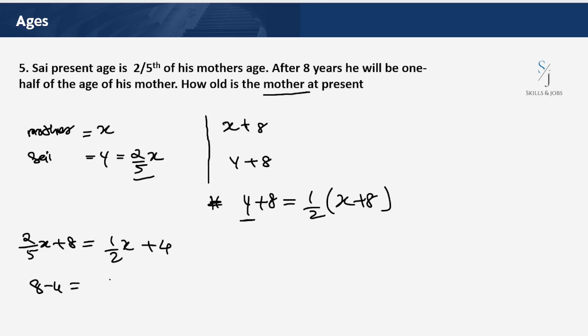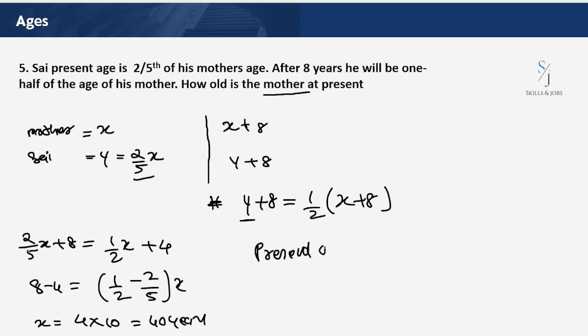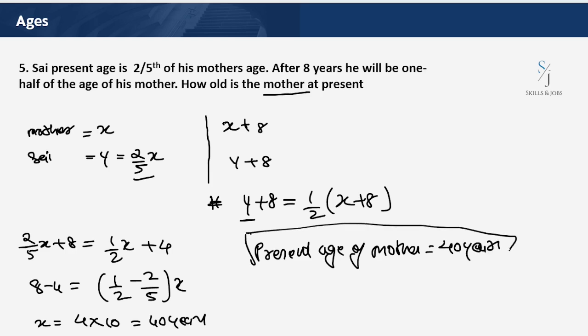8 minus 4 is equal to 1 by 2 x minus 2 by 5 x. x is equal to 4 into 10, that is equal to 40 years. Okay, if you solve this, you will get 10. So the present age of mother is 40 years. Present age of mother is equal to 40 years. So this is the required answer.